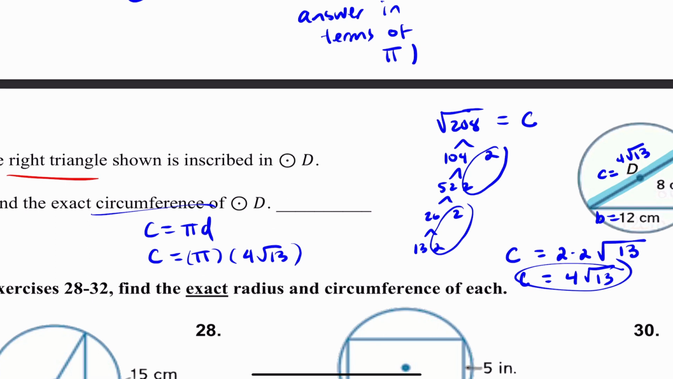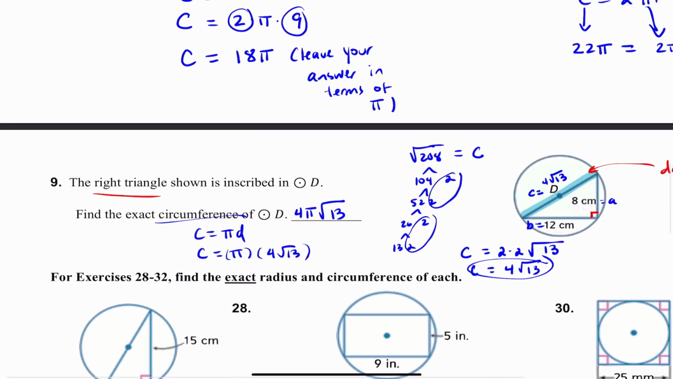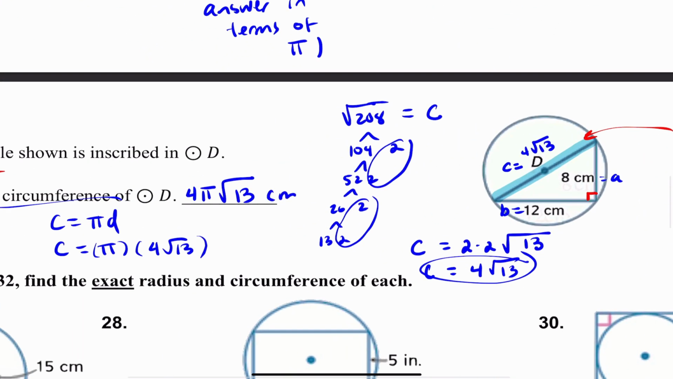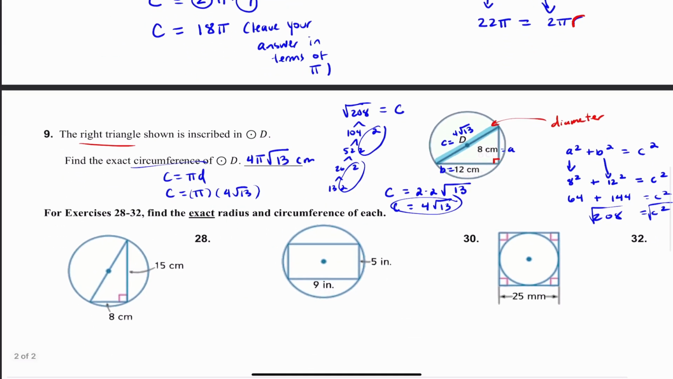So we need to leave this in terms of pi, so it's actually 4 times pi. So it's 4 times pi root 13. And what are the units? Do we have units here? Centimeters, good. So we're going to call that centimeters. There you have it. Okay.